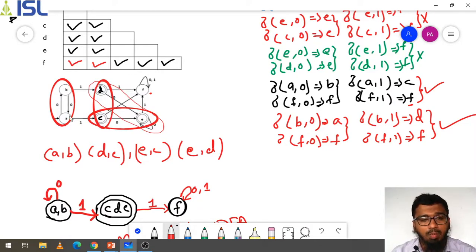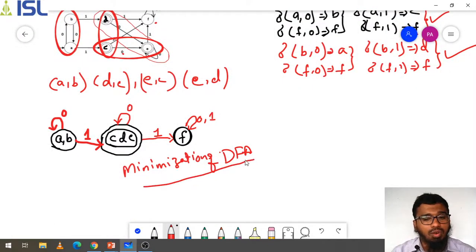When a comma b on 0 is going to a comma b only, b on 1 and a on 1 is going to c, d, e. On 1 it is going to f. Okay, for f, it is f on 0 comma 1, and we forgot to do it here. Okay, we forgot to do it here. What we forgot was the 0. Can you see this 0? D on 0 is going to E, C on 0 is going to E, and E on 0 is going to E. So here also 0 should come. Okay, then finally we got the minimization of DFA.